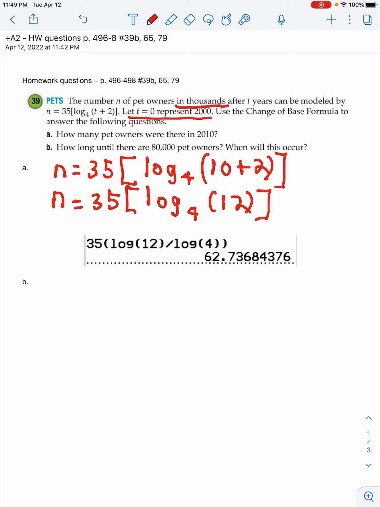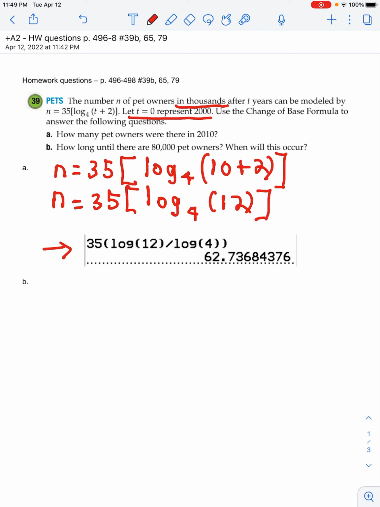And what they want us to do is use the change of base formula to evaluate that. And that's what I'm showing you with a graphing calculator. I'm taking 35 times the log of 12 divided by the log of 4. That's the change of base formula. The log of the argument 12 divided by the log of the base 4. And then, of course, that's being multiplied by 35. The answer we get is 62.736, and so on. And we have to understand that is our answer in thousands.